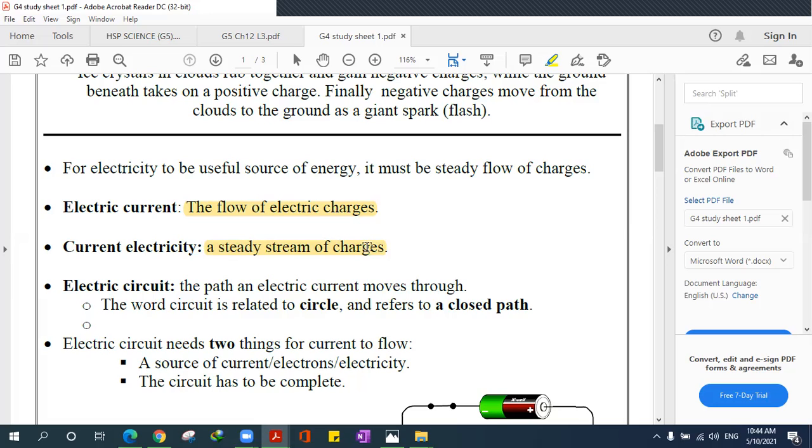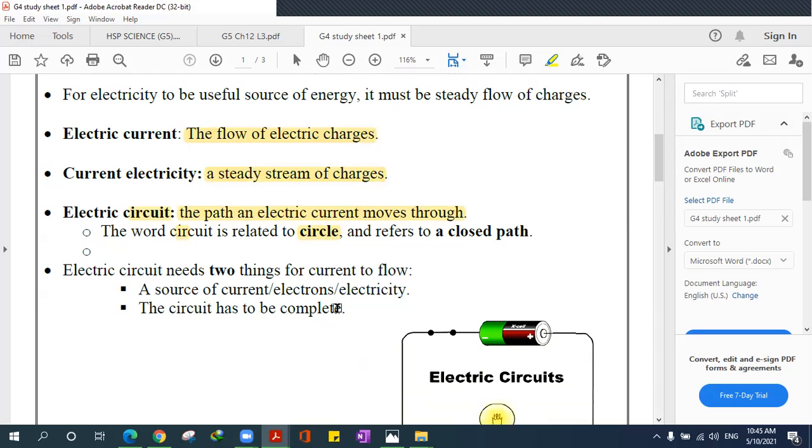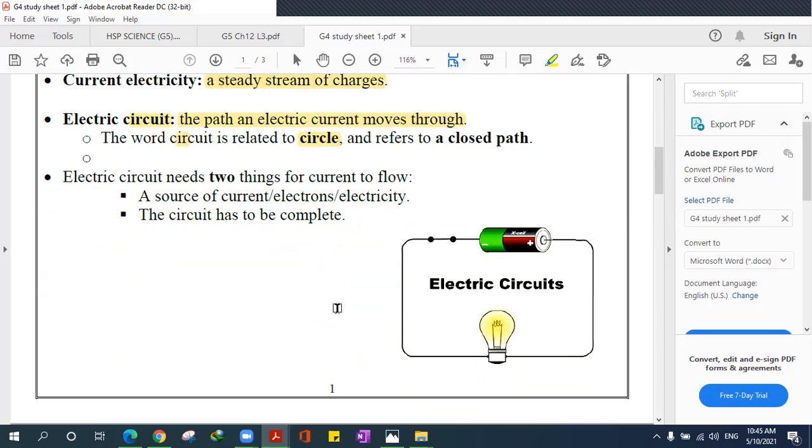You know that the charges move from the negative to the positive. The movement of the negative charges through the wires is called current electricity. In order for current electricity to move, we need circuits, a path for it to move. So the path of an electric current is called the electric circuit. The word circuit actually comes from the word circle because it doesn't end. And this is how electric circuits look.